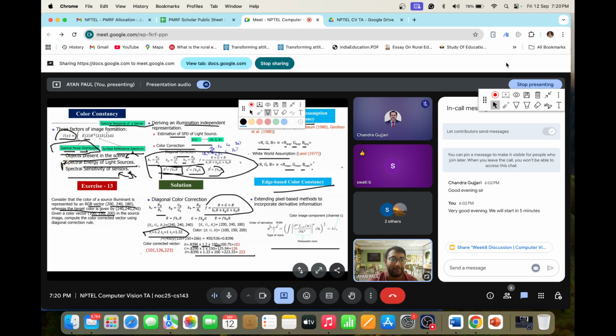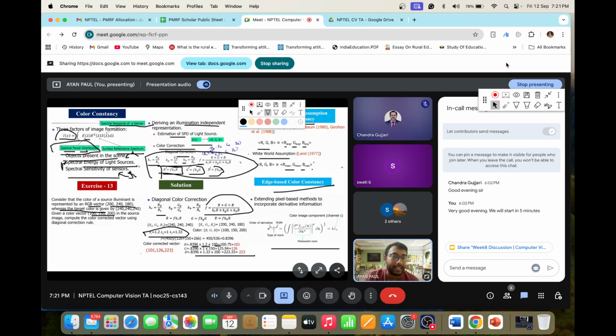Three things are important to have an image. One is the source light, second is the object on which the light is falling, and third we have a sensor. So these three things are important. To have a constancy in all these three things, to have a proper image, we have different assumptions: the diagonal correction assumption, white gray assumption, and edge based color constancy. Better if we just focus on the questions. That is more important.